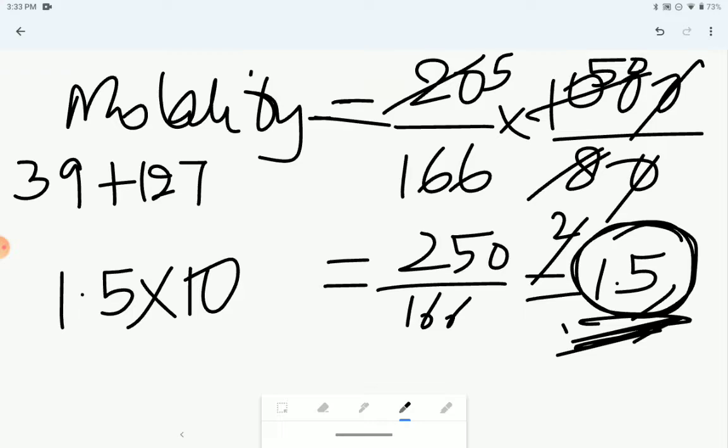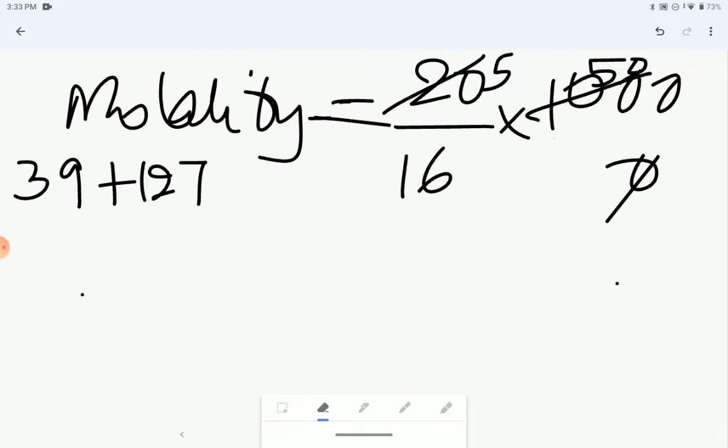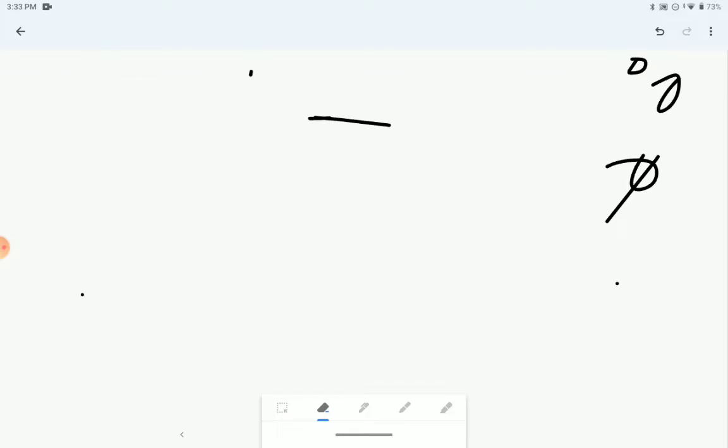So these are all numerical questions, which means we should write the direct answer. There will be no options given. So 1.5 into 10 results in 15. So this is the right answer. Hope everyone got it.